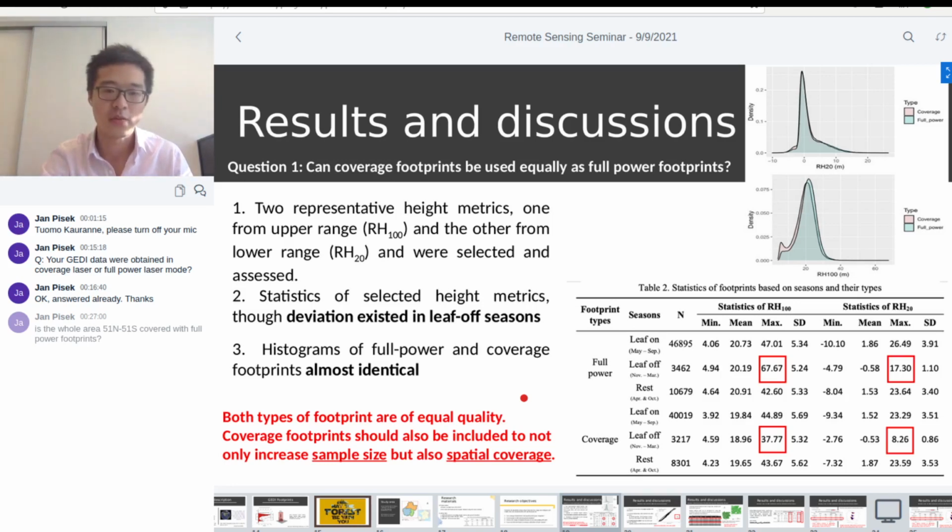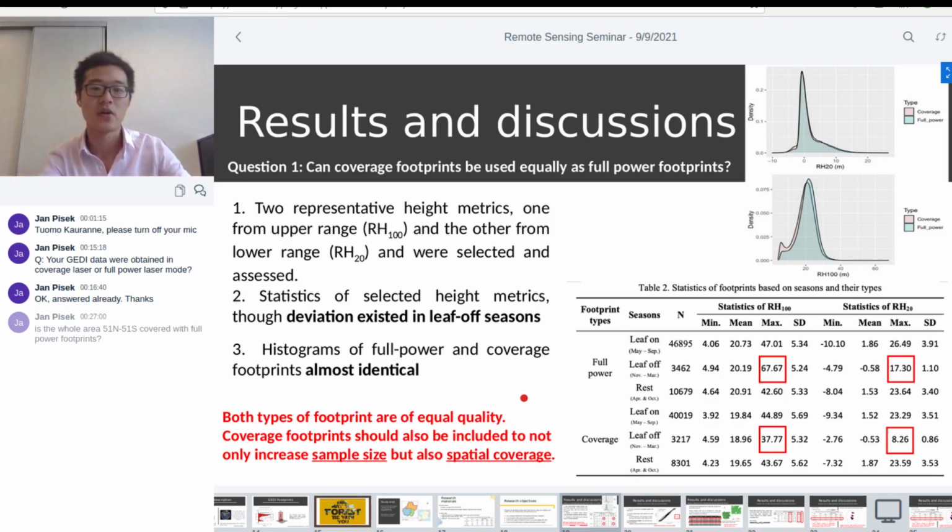So we decided to include coverage footprints because they not only help to increase the sample size, but also significantly increase the spatial coverage of GEDI over the study area.